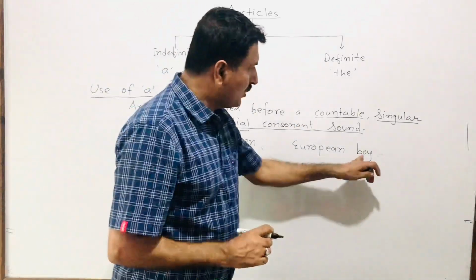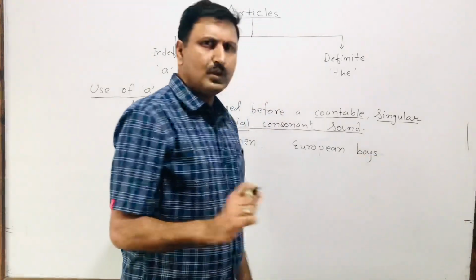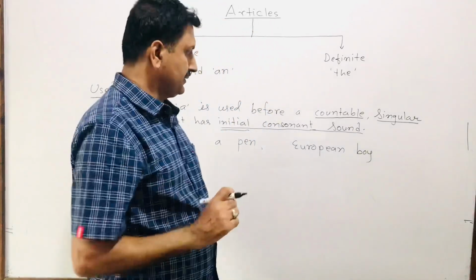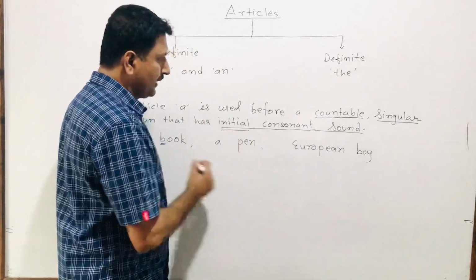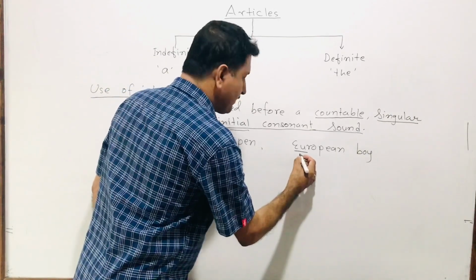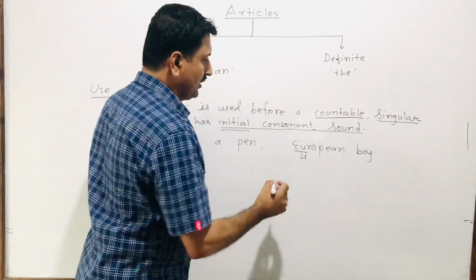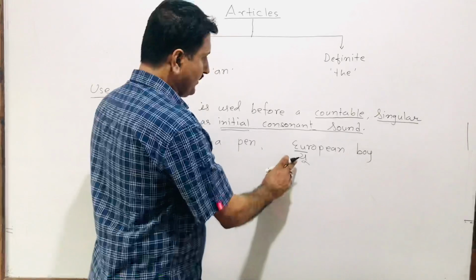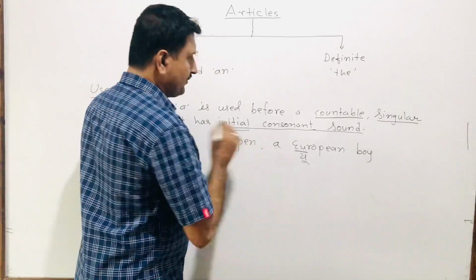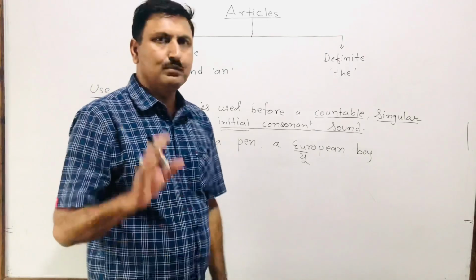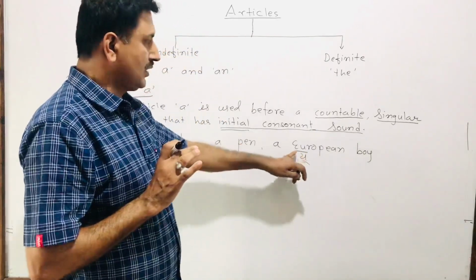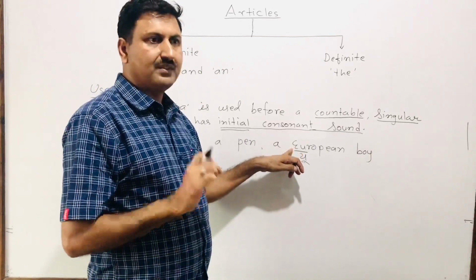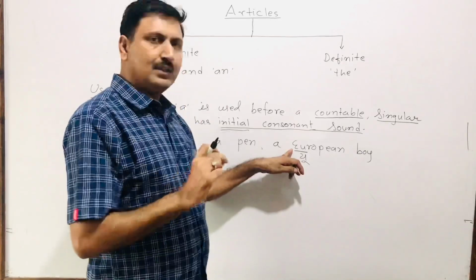So European boy, if you write boys, this is plural, now we can't use article A, but now we have written boy only, this is singular. And the initial sound, here I have already explained to you, it has a yu sound. European. So it is consonant, that is why we use a European boy. So although the initial letter of the word is a vowel, this has a consonant sound, that is why we use article A.